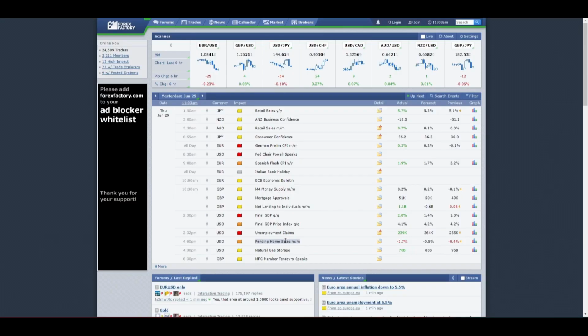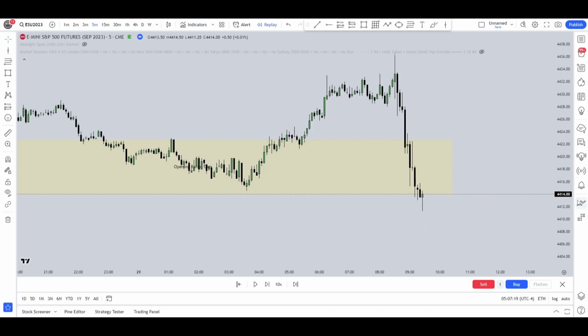Just to be aware, we also had news coming out at 10. I wanted to wait until 10 to take my first trade and see what the market did after the news came out. It was an orange folder, so it's medium impact. So now I'll explain the trade and how I did it.